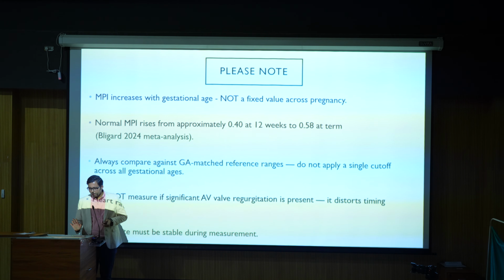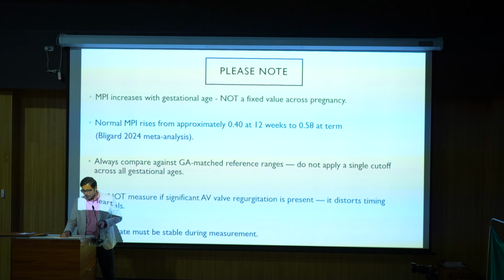Please remember that MPI increases with gestational age. It is not a fixed value across the pregnancy. Normal MPI rises from approximately 0.4, as I said, 0.35 to 0.45 is good enough. So 0.4 at around 12 weeks, and near term it is almost 0.5 to 0.6. Always compare these values against the GA matched reference ranges and do not apply a single cutoff across all gestational ages. Do not measure if significant AV valve regurgitation is there, because it distorts the timing intervals, and throughout the calculation heart rate must be stable.